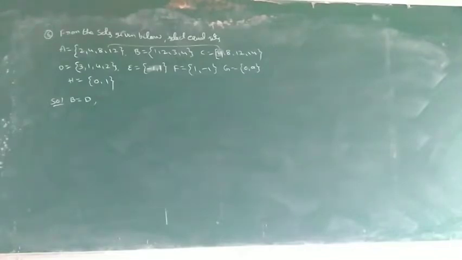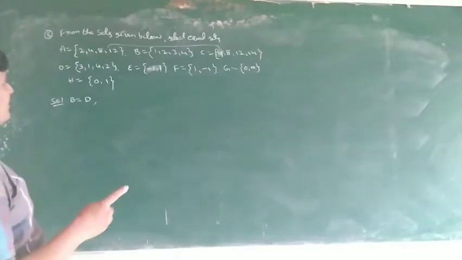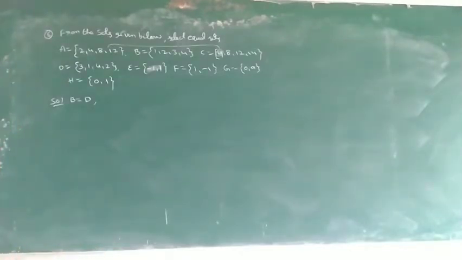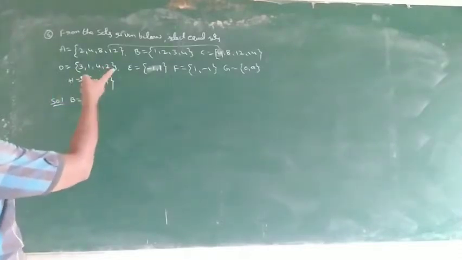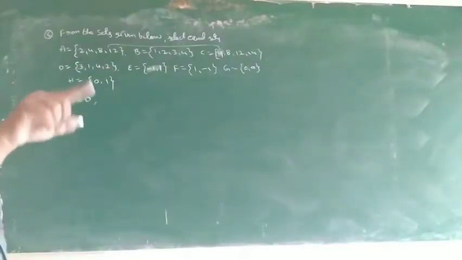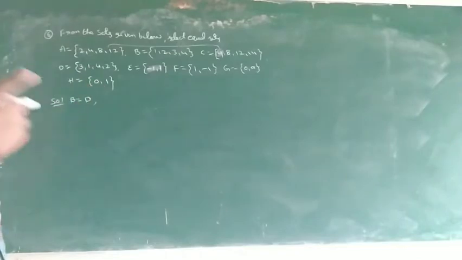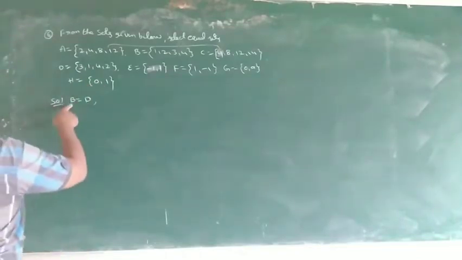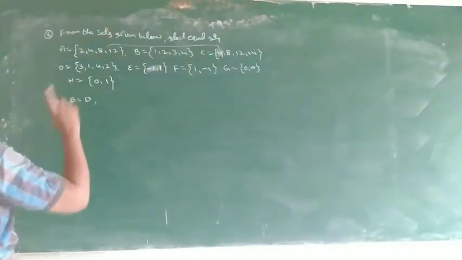Next, C is equal to what? C is {4, 8, 12, 14}. C is not equal to any other set; there is no equal set. So D equal to B, or B equal to D, both are the same. A equal to B or B equal to A, both are the same.